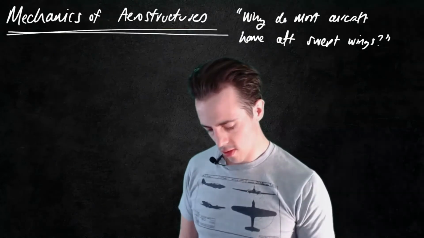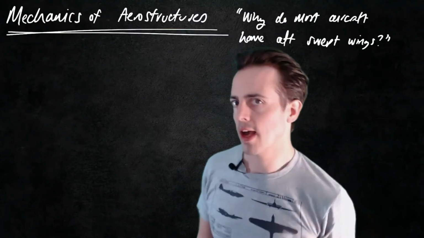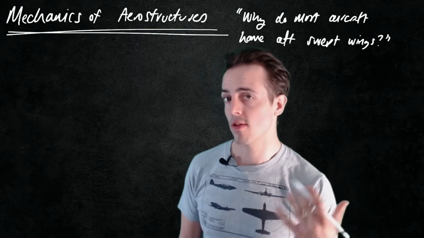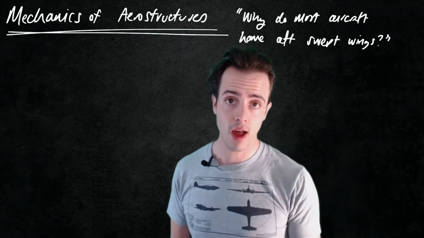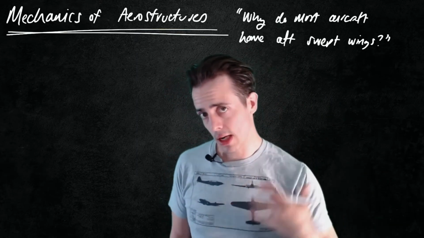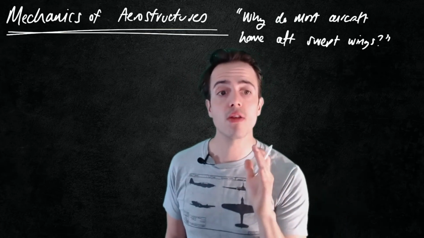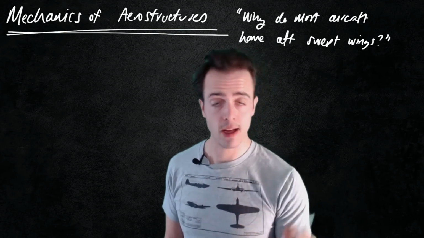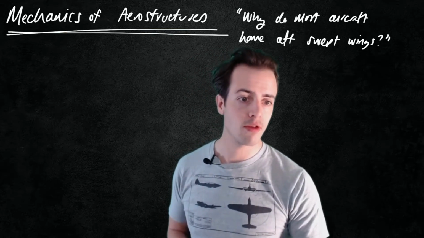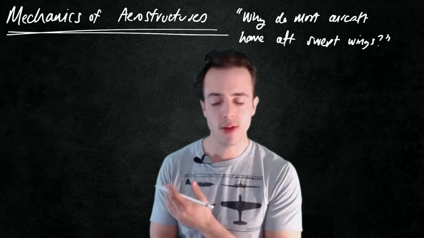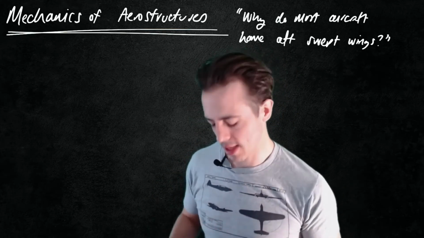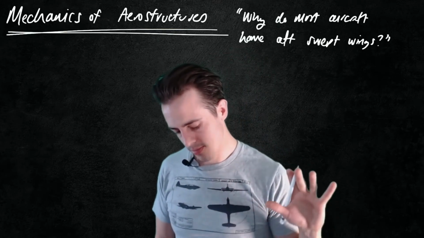So I've asked this question here: why do most aircraft have aft swept wings? Now, the answer is probably obvious now. It's to reduce the likelihood of torsional divergence. Now, we're going to go through this today. We're going to look at the mechanism via which sweep, or specifically aft sweep, helps us to avoid torsional divergence, and hopefully just give you some interesting ideas about why aft sweep is actually not that good aerodynamically. So let's talk about it.